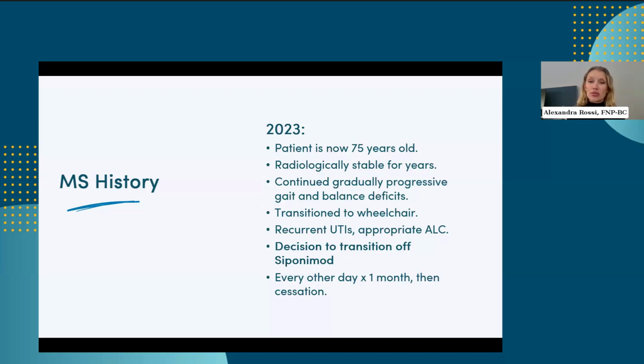Of note, and of course, the thing that we worry about is that he's having these recurrent UTIs. His ALC, which we monitor in fingolimod and Mayzent, of course, is appropriate. It's not too low. We're not putting him at too much, you know, a disproportionate risk for recurrent infection. So the decision by the neuroimmunologist was made to transition him off of siponimod. And the way that they did that is they had the patient take siponimod every other day for a month and then stop.